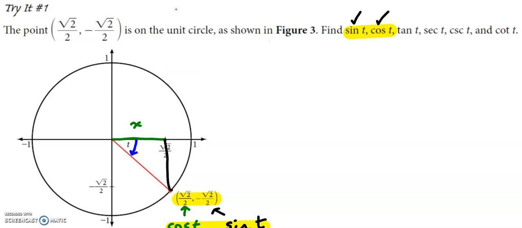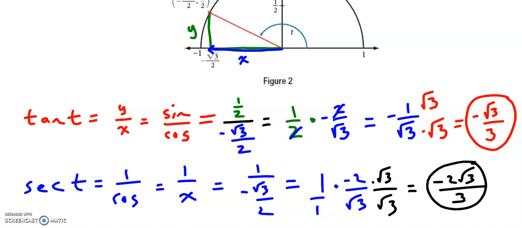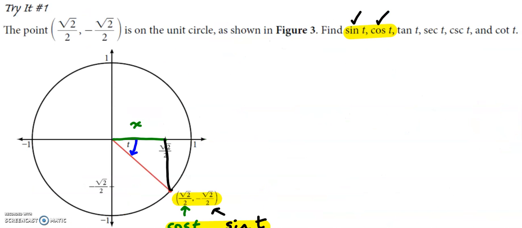So these values right here make these two trig functions very quick to find. In our last example, we did find the tangent, and actually I can go back and look at our notes. We found the tangent and the secant. So this time I'm going to limit my work here to the cosecant and the cotangent. So the first function I'm going to find is the cosecant.